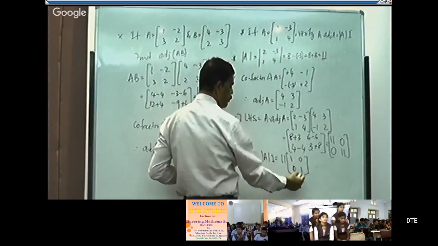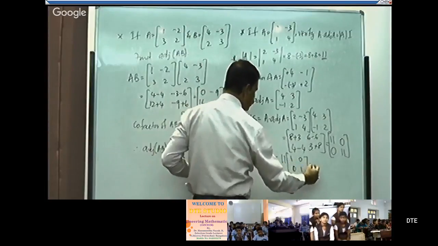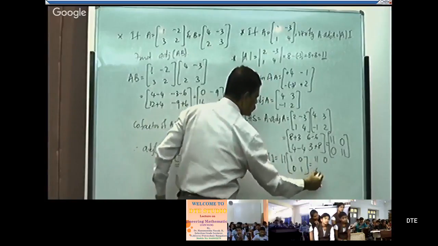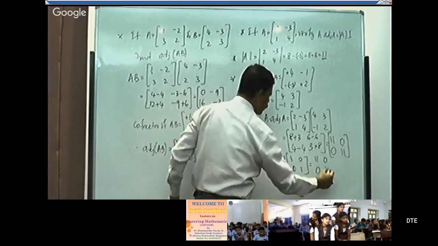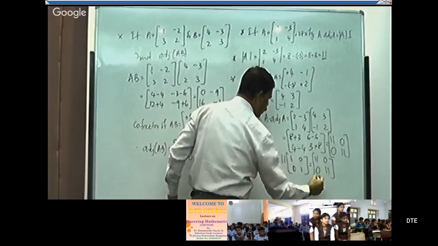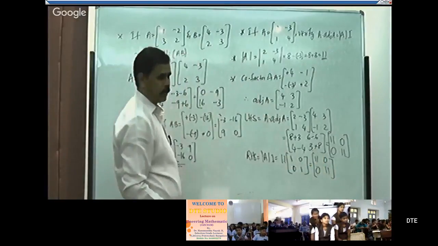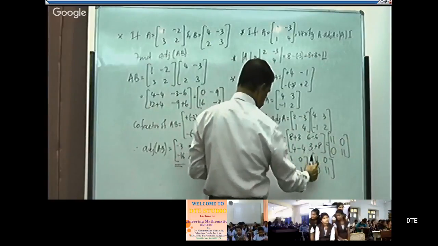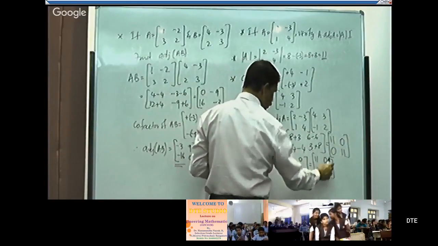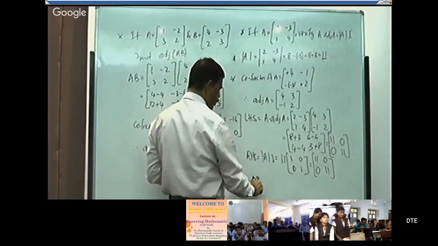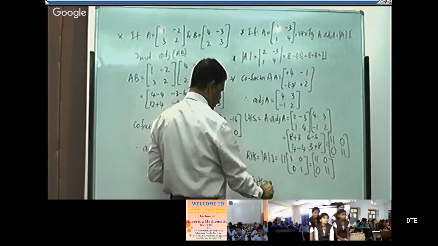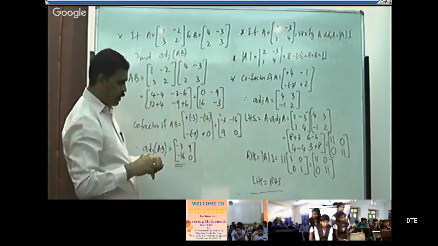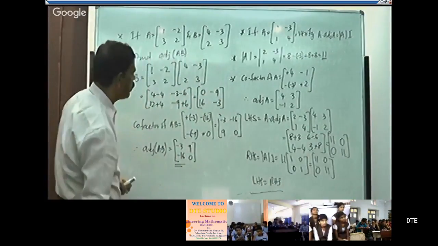Scalar multiplication: number is multiplied with a matrix. 11 into 1 is what? 11. 11 into 0, 0. 11 into 0, 0. 1 into 11 is 11. Check the left hand side and right hand side values of the expression. Left hand side is 11, 0, 0, 11. Right hand side is also 11, 0, 0, 11. Hence, property is verified. Left hand side is equal to right hand side. So in this way, we can verify the property.